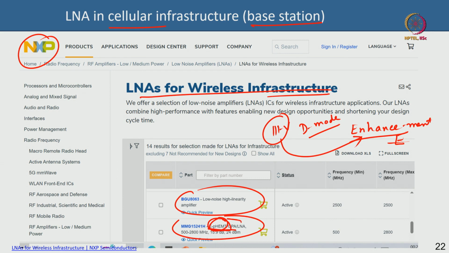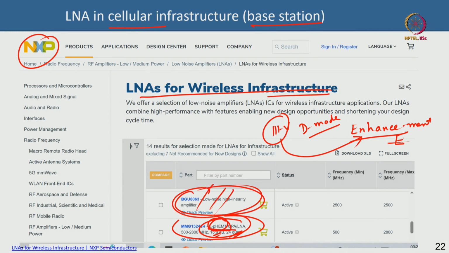So, this is a gallium arsenide HEMT technology, pHEMT, pseudomorphic HEMT, but this is enhancement mode technology. We will talk about gallium arsenide pseudomorphic HEMT in our course as I told you, and it gives you maybe 24 dBm output power, 15.9 dB or 16 dB gain, etc. So, this is used in wireless infrastructure, gallium arsenide, but this is also used.